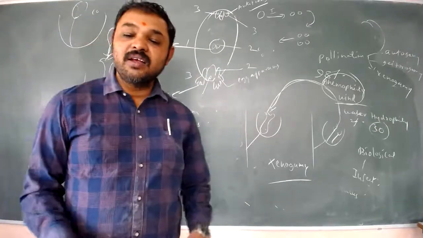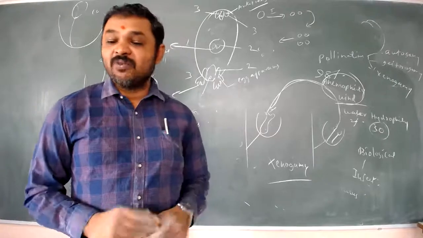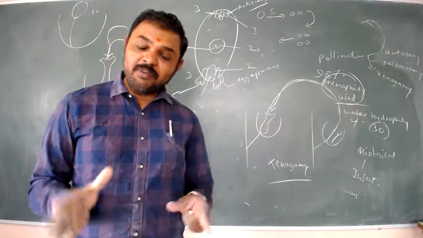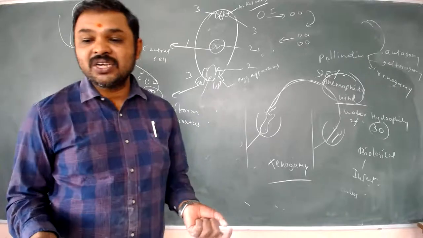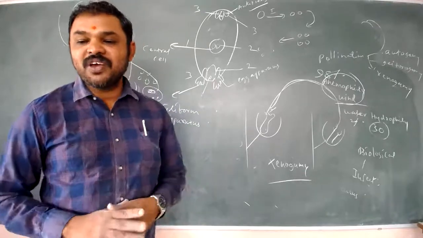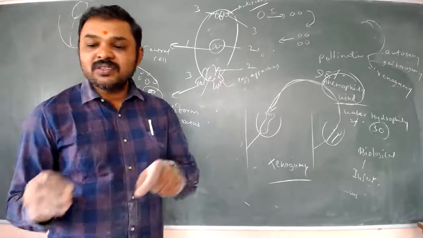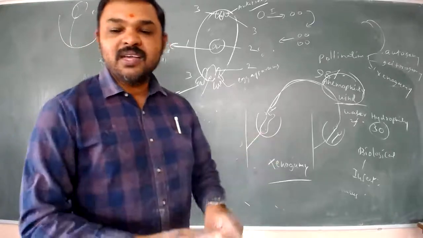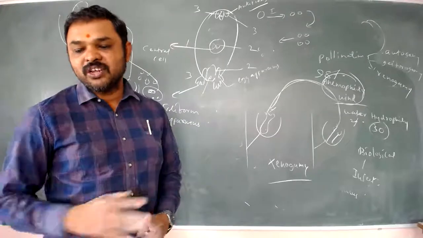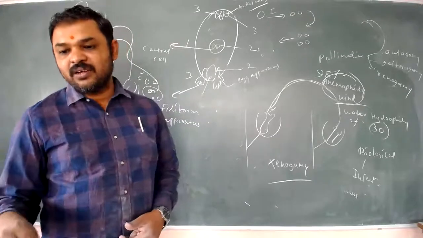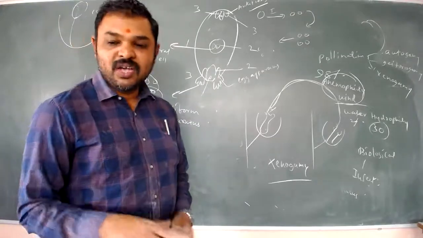One more concept, apomixis. What is apomixis? The formation of seeds without fertilization is called apomixis. It occurs in the Asteraceae family and grasses. Apomixis is an asexual process mimicking sexual reproduction. One more important question: you have to get this information from your notes.